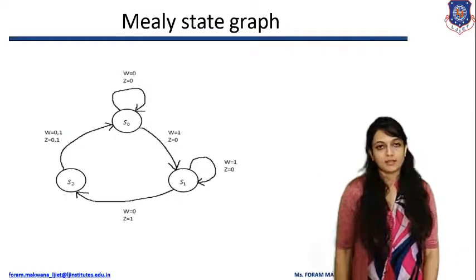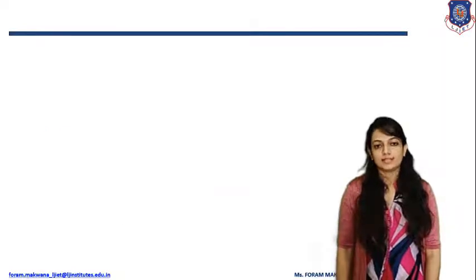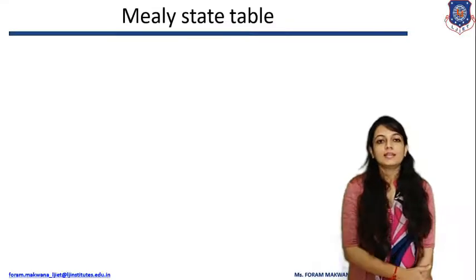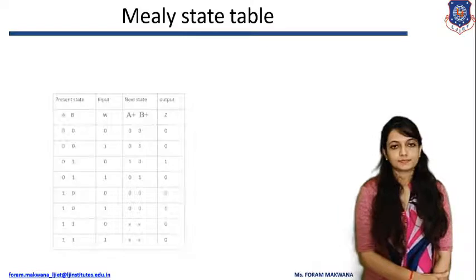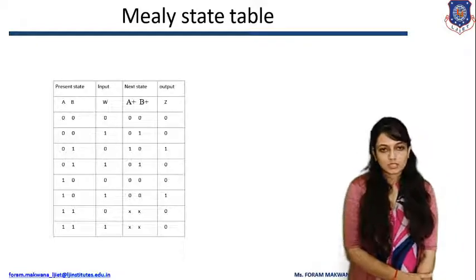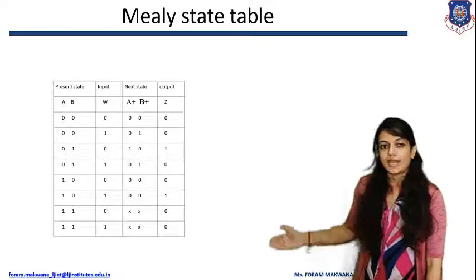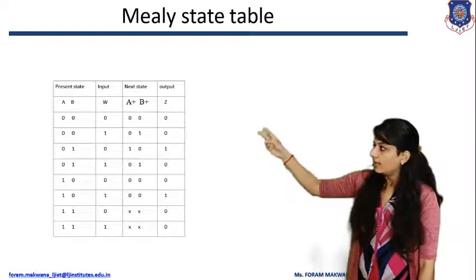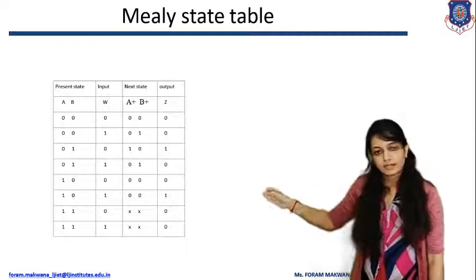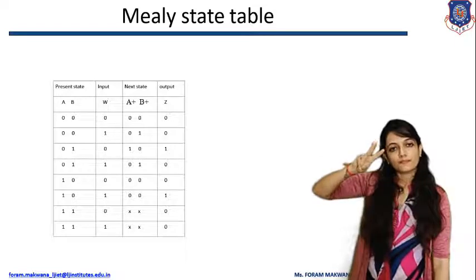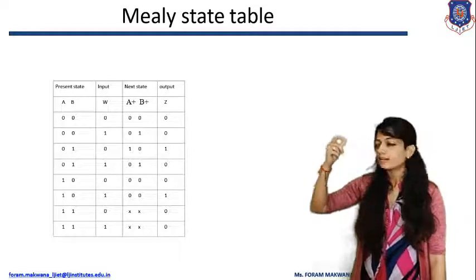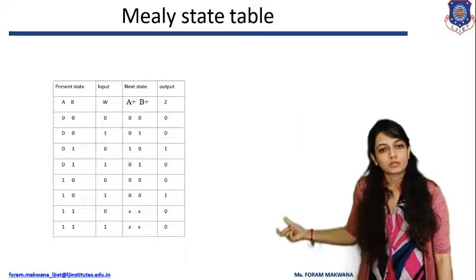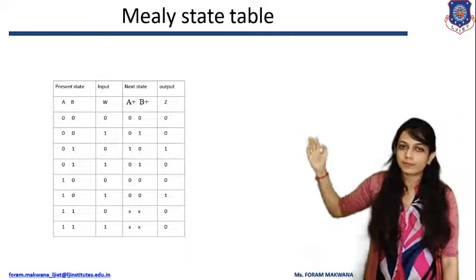Alright? This is the way to draw a Mealy state diagram, and from this graph we are able to derive a state table. How to draw it? Let us see. Mealy state table. This is the way, as we know the present state is A and B, as we have used 2 flip-flops to store 2 bits, right? One input, that is W, which is my primary input.